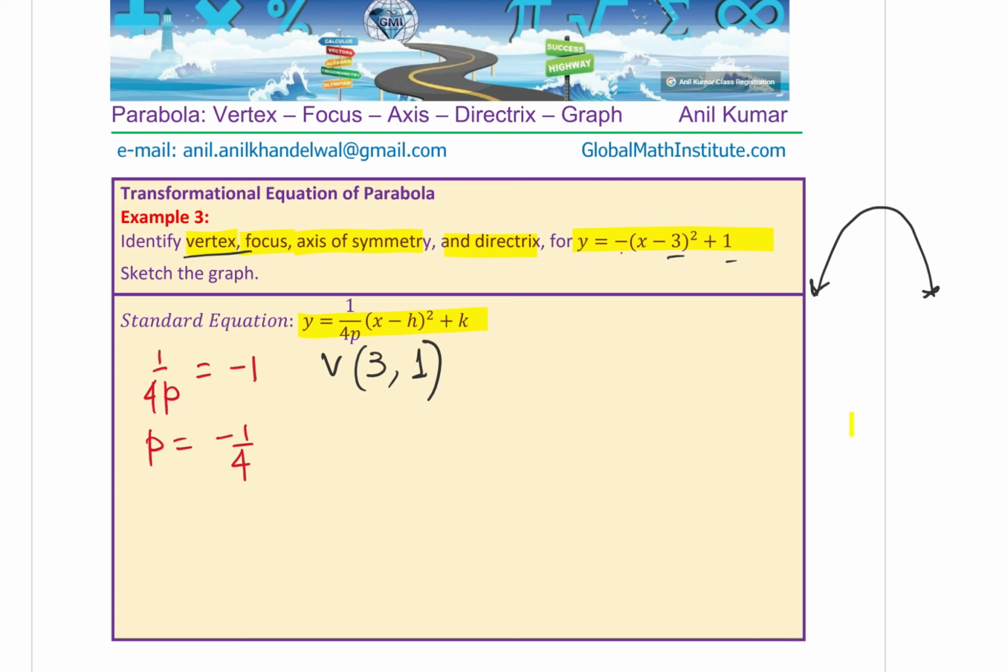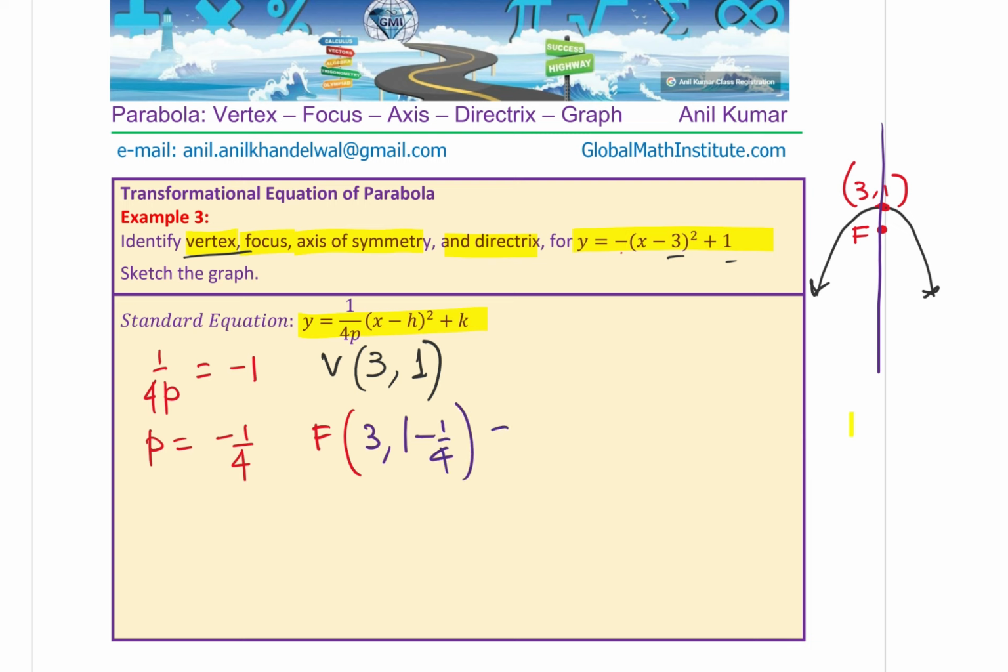So when it is opening downwards, we now know that the vertex here is (3, 1), and the value of p is minus 1 over 4. So the focus will be right there. As far as the focus goes, it is along the axis of symmetry, right? So their x values are going to be the same, however the y value is going to change. The x value is 3, which remains the same. As far as the y value is concerned, instead of 1, it has shifted down, so it will be minus 1 over 4, right?